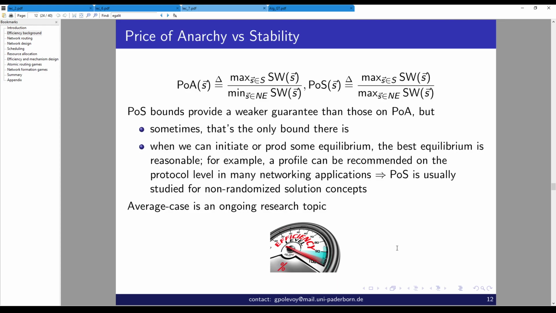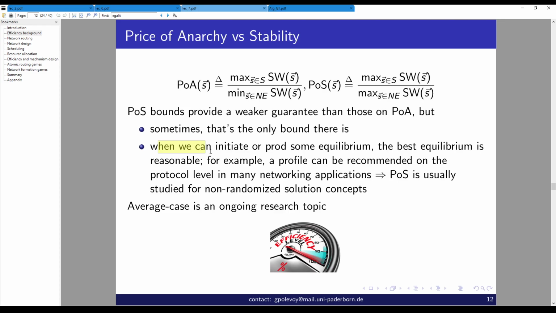And of course the question can be: why should we look at price of stability? Because if we bound the price of stability, it does not guarantee us anything, because we don't know that we will play that equilibrium. Yes, but sometimes it's the only bound there is. Moreover, sometimes we can just initiate some equilibrium, like in the network, and then there is a good chance the players will stay there. So it's reasonable to assume that players will play whatever we tell them, as long as it's in equilibrium. So it's reasonable to look at the best equilibrium.